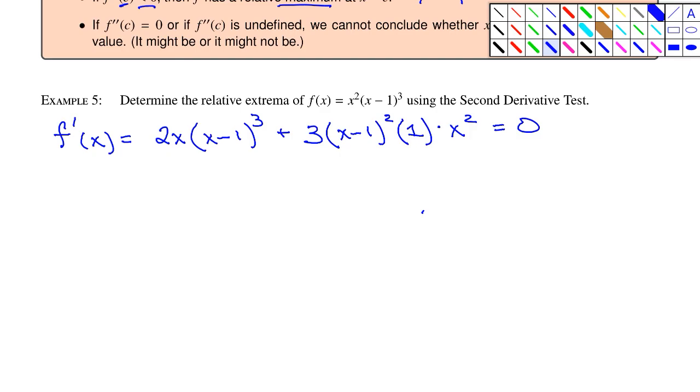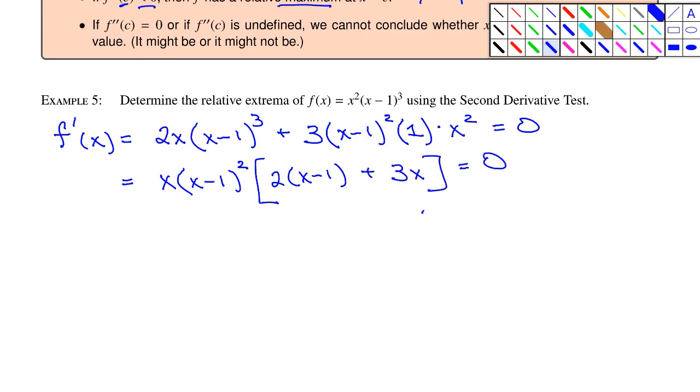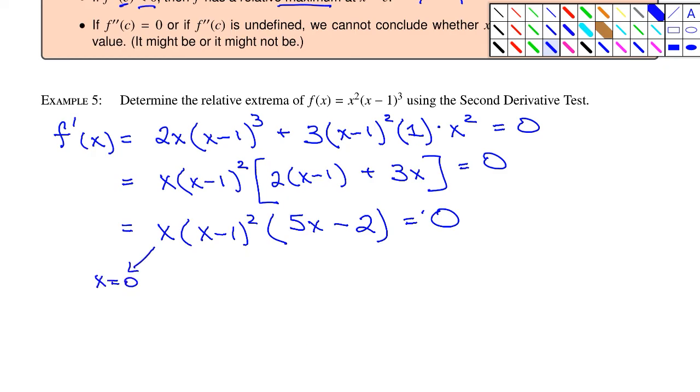In order to solve for x, I need to factor some things out. So I've got an x that I can factor out, and I've got x minus 1 squared that I can factor out. That leaves me with 2x minus 1 plus 3x equals 0. Now the advantage of having it in this form is that it's already factored. And so I can simplify it one more step before I split it up. So it's going to be x times x minus 1 squared times 5x minus 2. And you can see where the 5 comes from. The 2 distributes, adds to the 3x, and we get 5x. Now we can split this up. So I get x equals 0, that's a critical value. X minus 1 squared equals 0 is going to be x equals 1.